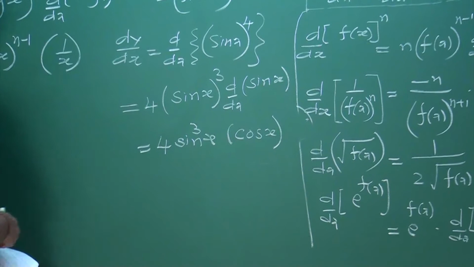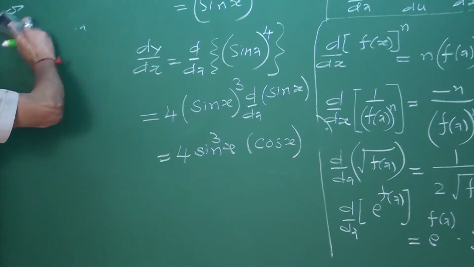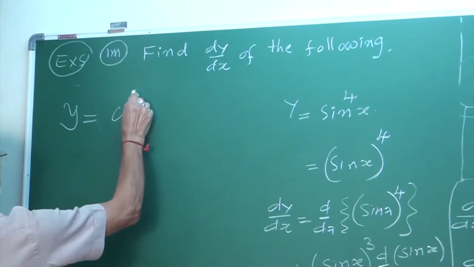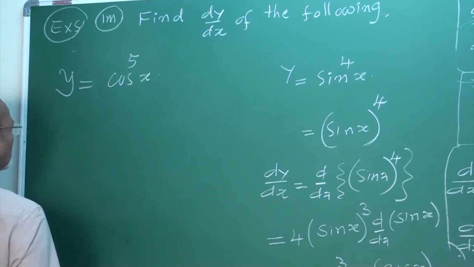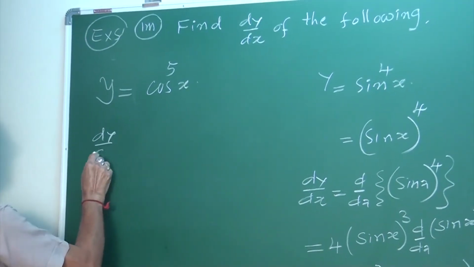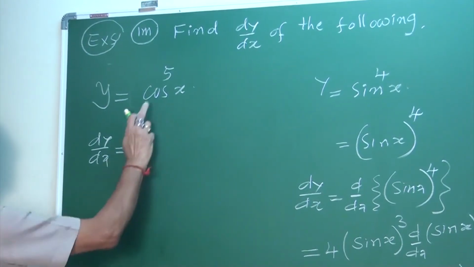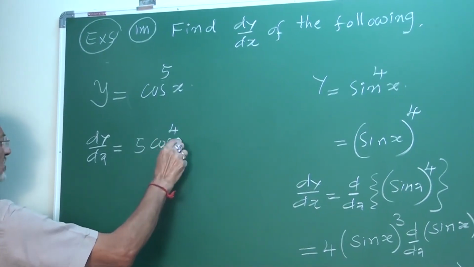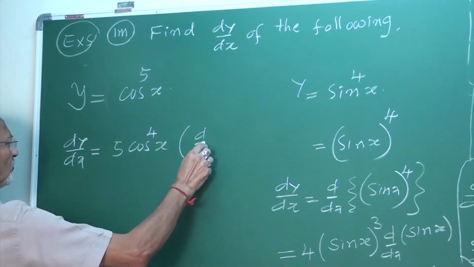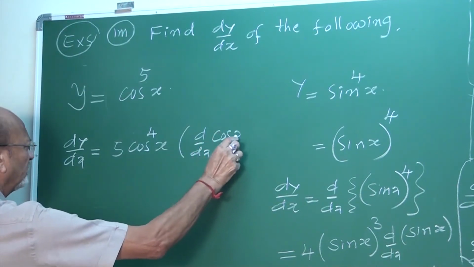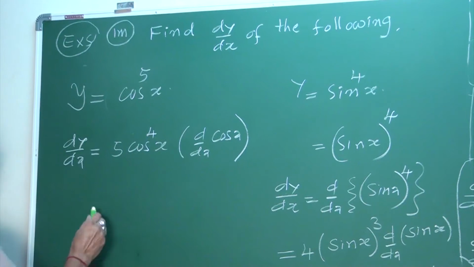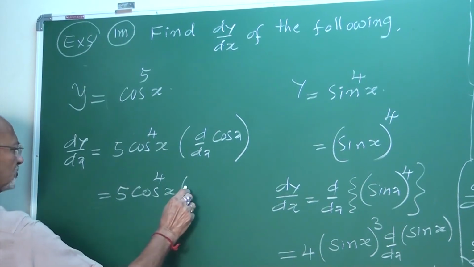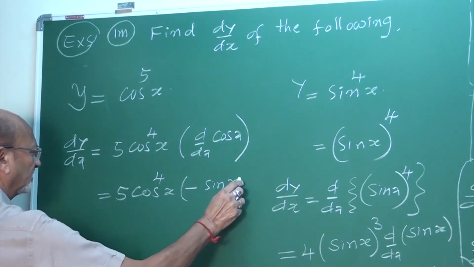Cos x. Yes, my friends. Similarly, we can write directly. If y is cos to the power 5x, tell dy by dx. I told direct: 5 cos to the power 5 minus 1 into derivative of cos x. Otherwise, even if you write directly minus sin x, that will do. 5 cos to the power 4 x, derivative of cos is minus sin x.